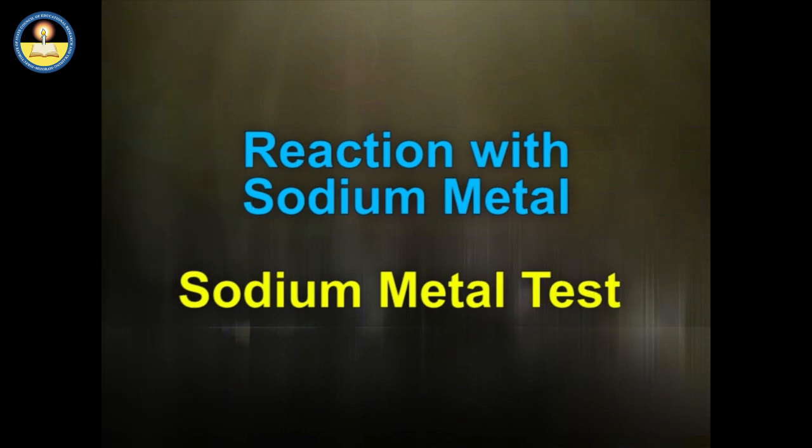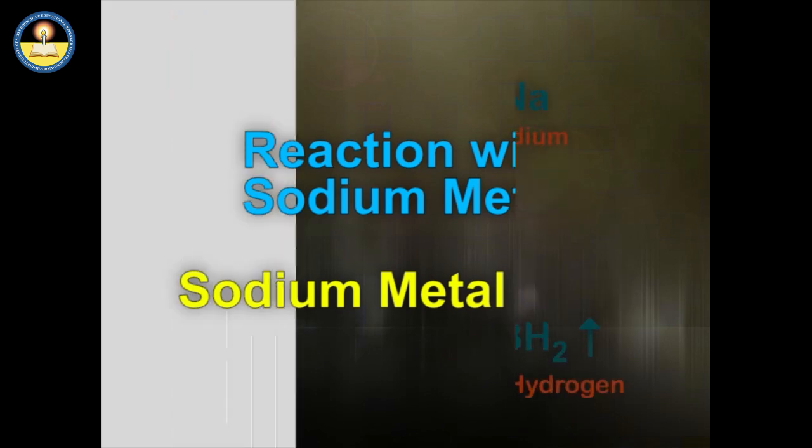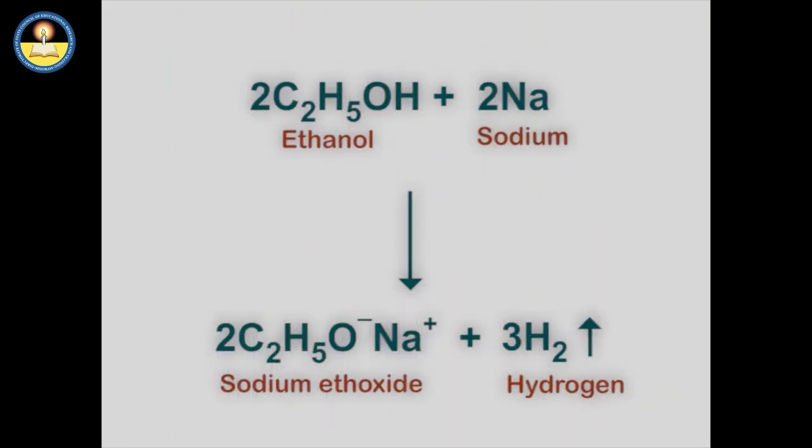Reaction with sodium metal. Sodium metal test. When a small piece of sodium metal is dropped into alcohol, free from moisture, hydrogen is liberated. This is accompanied by effervescence. Sodium ethoxide is also formed.